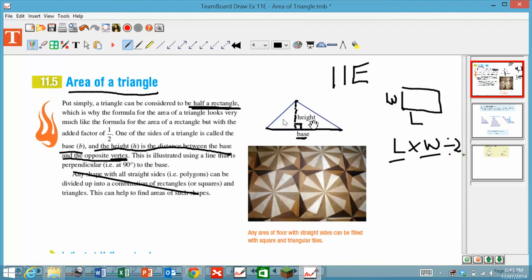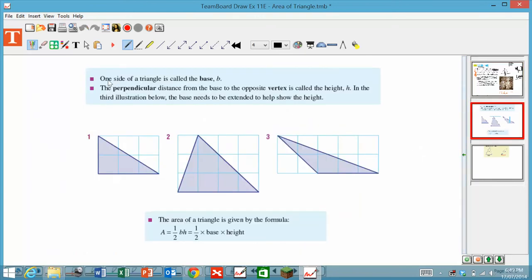So when we are finding the area of a triangle, we're basically doing length times width, same as a rectangle, but we're dividing it by 2. But instead of length times width, we look at the base and the height. So one side of the triangle is called the base, and the perpendicular distance from the base to the opposite vertex is called the height.